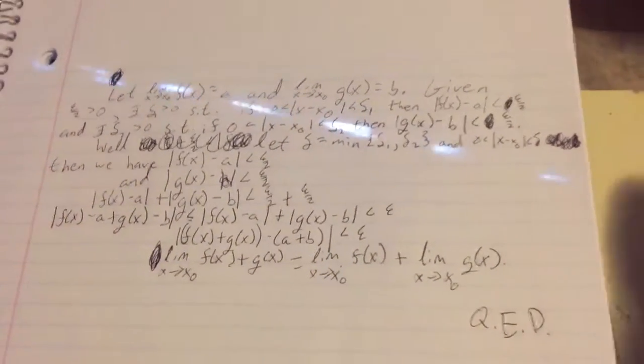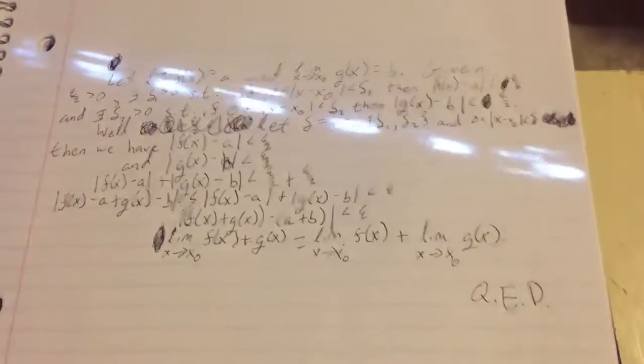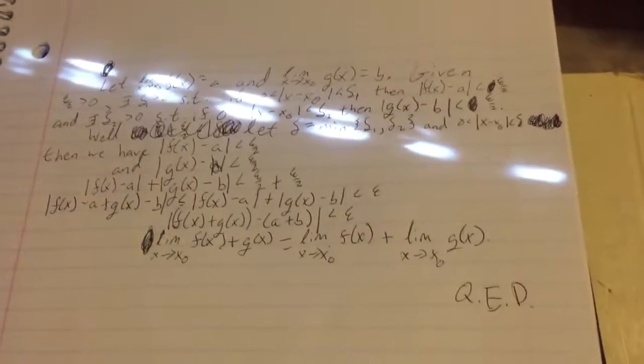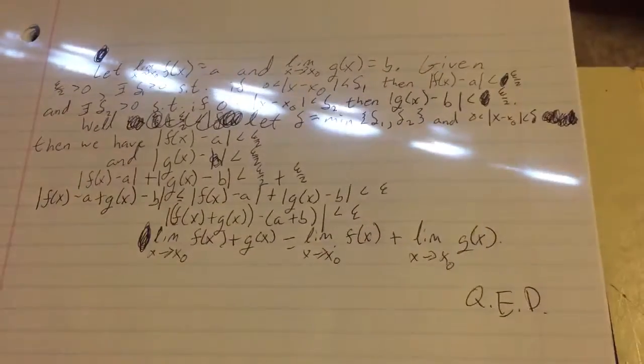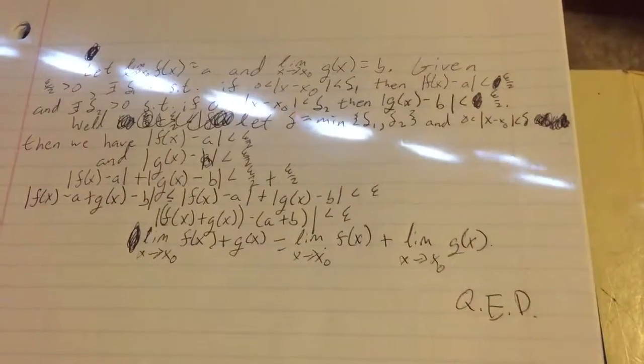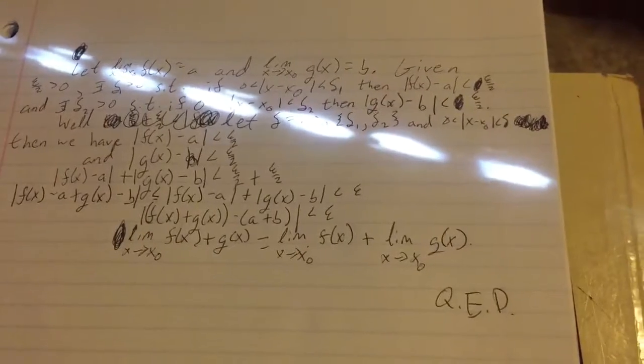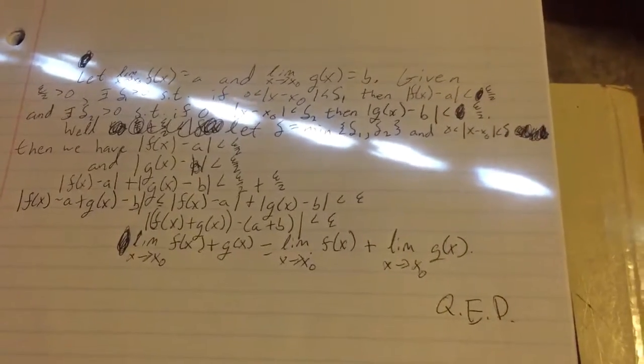equal to b. So given epsilon over 2 greater than 0, we like epsilon over 2 here because it works really nicely with our algebra. There's going to exist a delta 1 so that if 0 is less than the absolute value of x minus x naught is less than delta sub 1, then the absolute value of f of x minus a is going to be less than epsilon over 2.